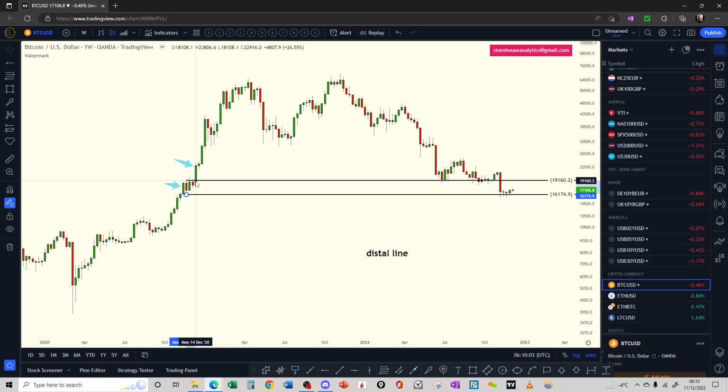So that's where most people put it, because it's a happy medium in the middle. You want to put it right there, the body of the candle preceding the rally out. That's one way of doing it. Okay, I hope that is clear.